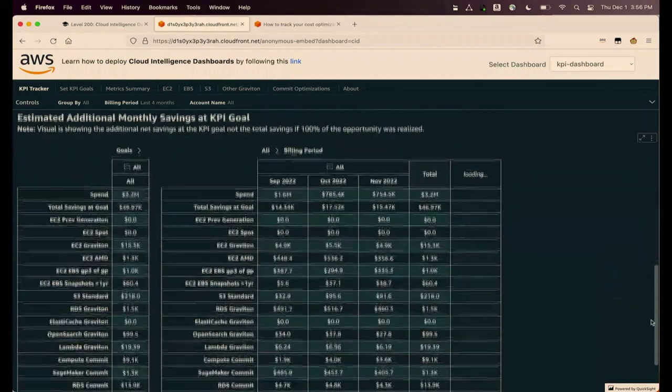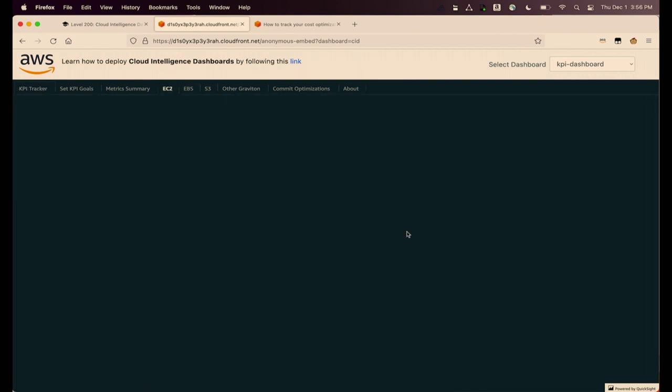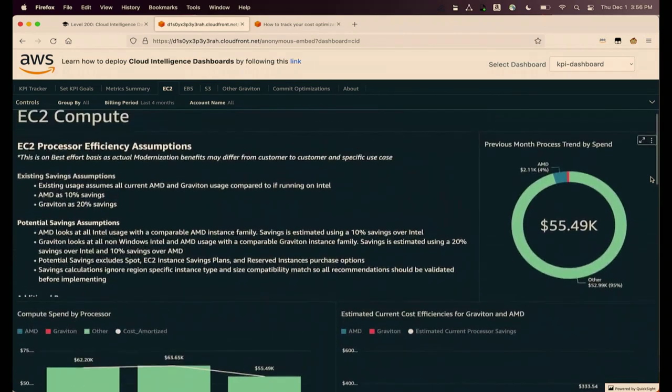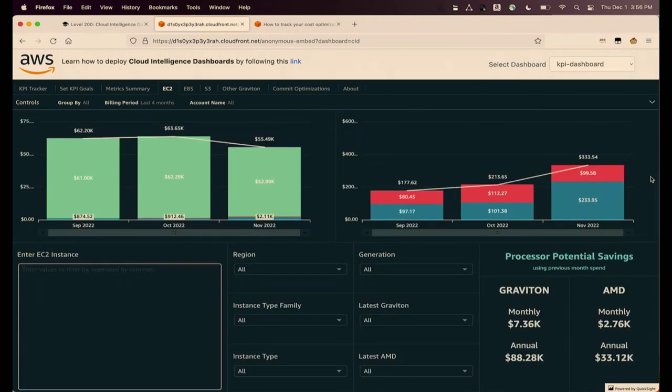And then I can see the potential savings, again, adjusted. In these other tabs, I'm going to find more details. Like in the EC2 tab, it's going to break down what my potential savings would be with AMD and Graviton instances. And I can see what my past savings has been because I tried them. I implemented them in one of my accounts, and now I can see what my estimated potential savings had been in the past, which helps us inform what they could be in the future.